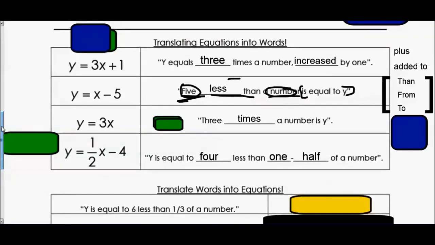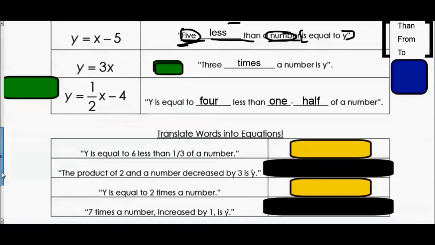So you can see that we have some options when we're going from an equation to a sentence, but when we're going from a sentence to an equation, we really have to translate it exactly as it says it, because there's only really one right answer. So the first one says y is equal to 6 less than 1/3 of a number.